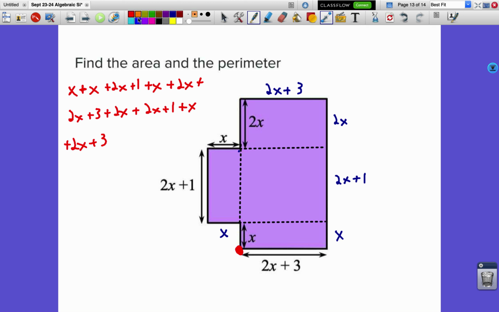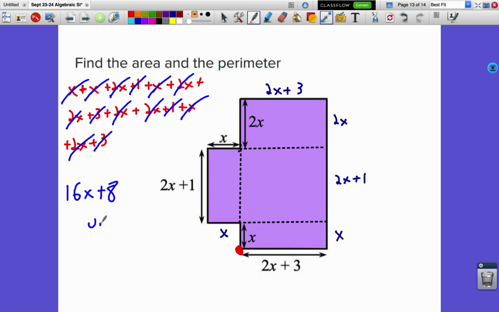Okay, let's start combining like terms. Crossing as I go, so I'm at x, 2x, 4x, 5x, 7x, 9x, 11, 13, 14, 16x, plus 1, 4, 5, 8. And that's a length, so we'll just say units. We'll label this the perimeter. 16x plus 8, much simpler than this very long expression here.